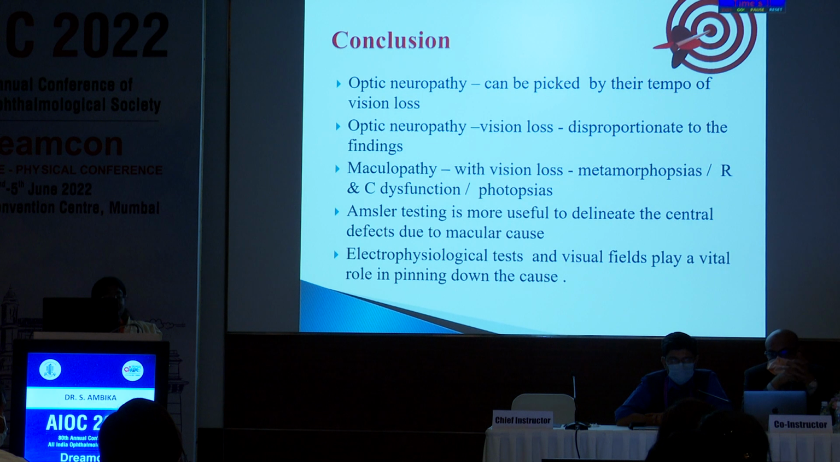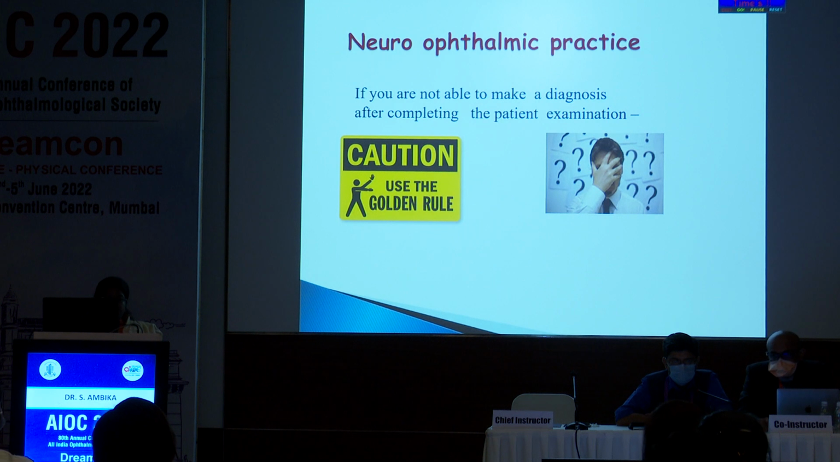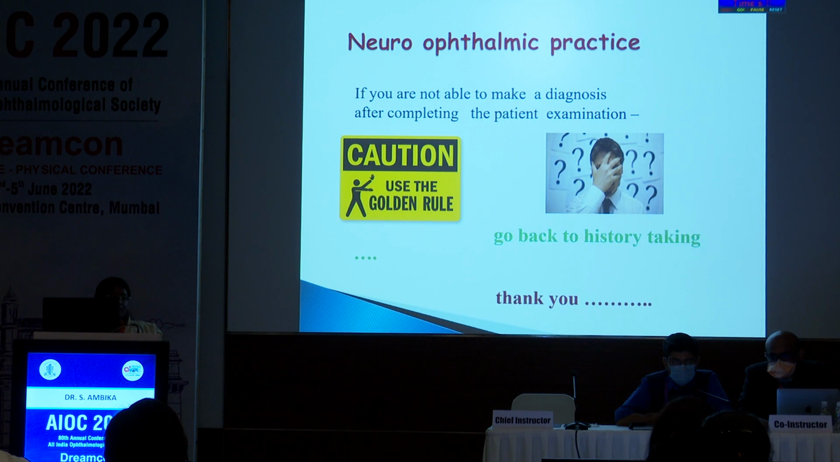Amsler testing can be useful when you have central visual field defects. And electrophysiology, neuroimaging, and visual fields all have their respective roles in finding the cause for the unexplained vision loss, but none other than a detailed history taking is going to help you to decode this type of causes. So always talk to your patients before ordering any investigations.